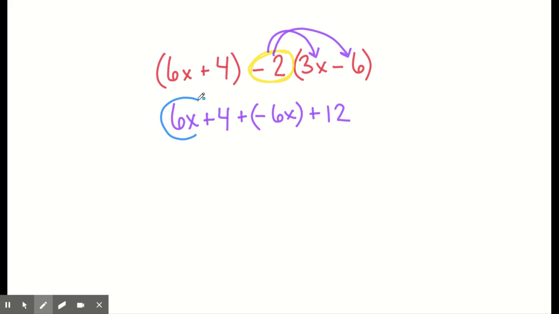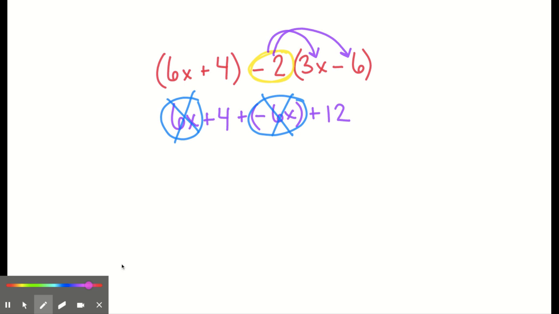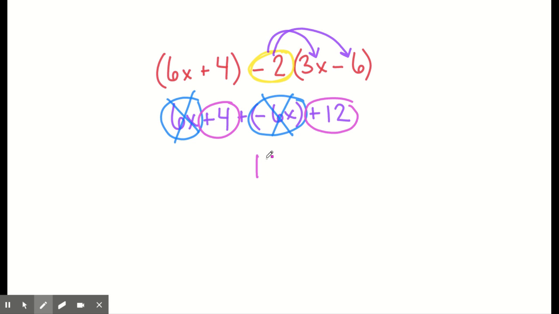So I have a 6x and a negative 6x. And that right there is the additive inverse property, because when you have a positive and a negative of the same number, they cancel out. So you no longer have x's. They became 0. And then we have a positive 4 plus a positive 12, which would give us 16.